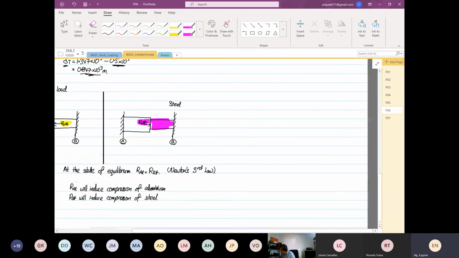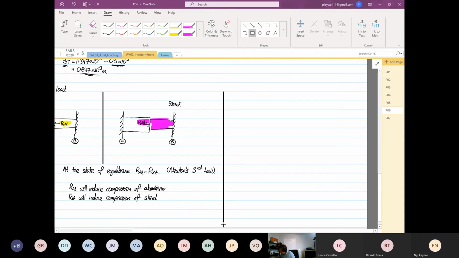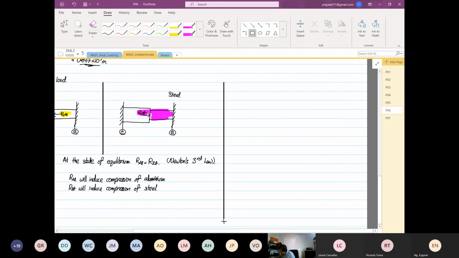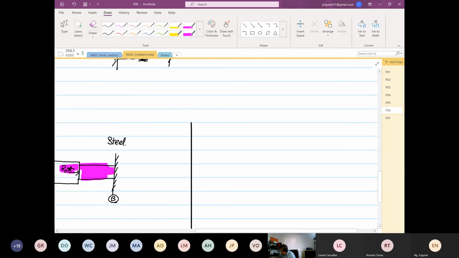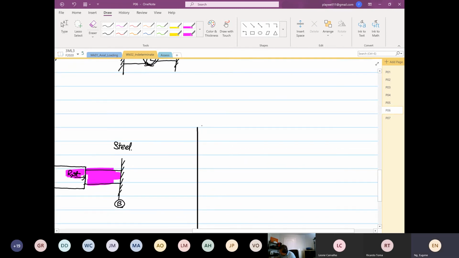Okay, so let me put it on the side. So we're going to calculate the deflection induced by the redundant load.